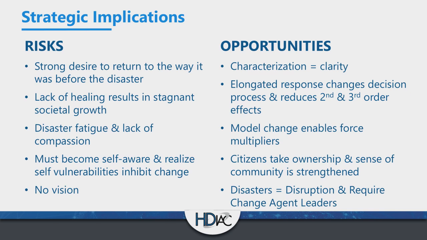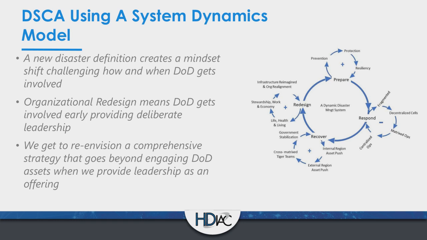But on the opportunity side of things, right, characterization creates clarity. We know from research that the more you elongate your response time, that actually changes decision-making processes and reduces second and third order effects. Model changes enable force multipliers, and citizens start to take ownership and start making sense of the community overall. Again, disasters are disruptors, and they require change agent leaders.